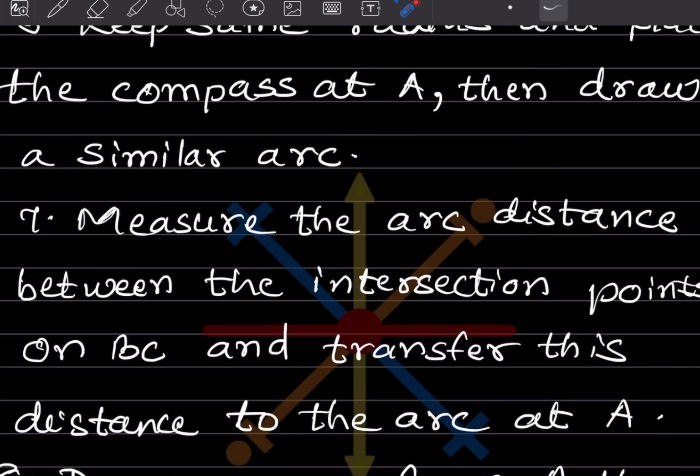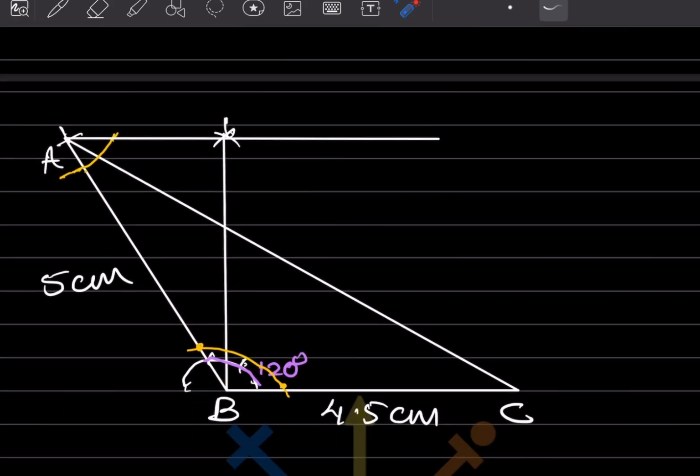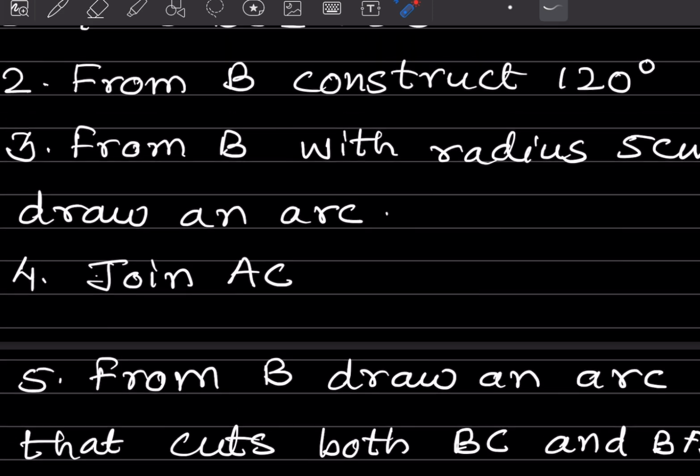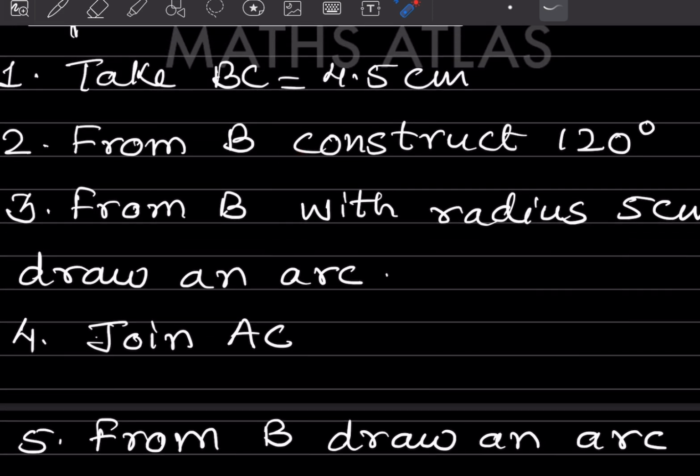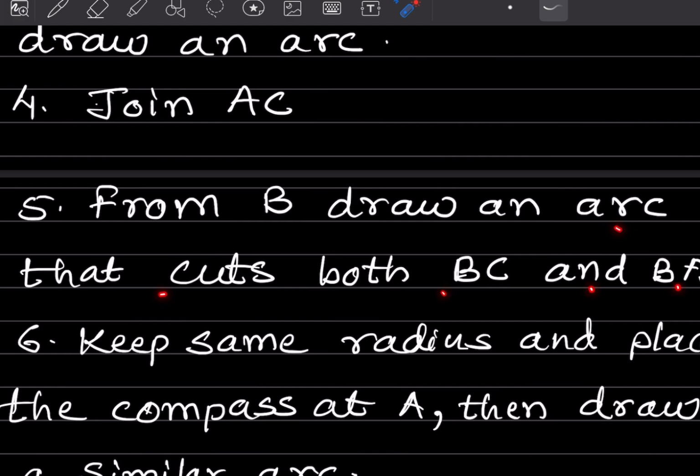You will take now AB, which is given as 5 centimeter. So you will take 5 centimeter on the compass and you'll keep your compass over here and you are going to cut this one. So this is 5 centimeter from here and you are going to join AC. Now we will see for this parallel line how to do it. Now see here, from B construct 120 and this is done, join AC. From B, draw an arc that cuts both BC and BA.